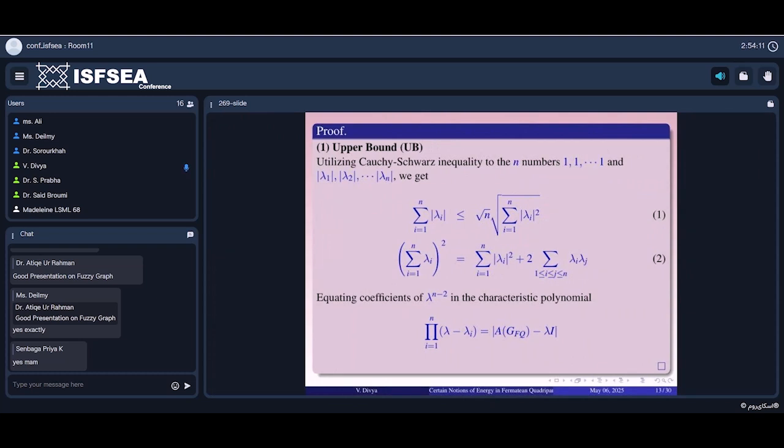So first we find the upper bound. Using the Cauchy-Schwarz inequality, we get this.